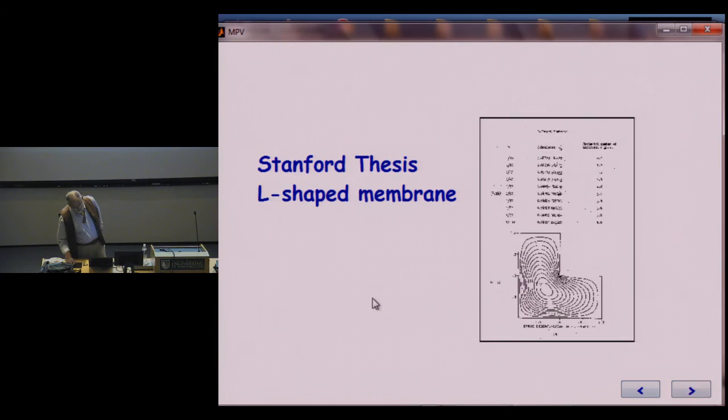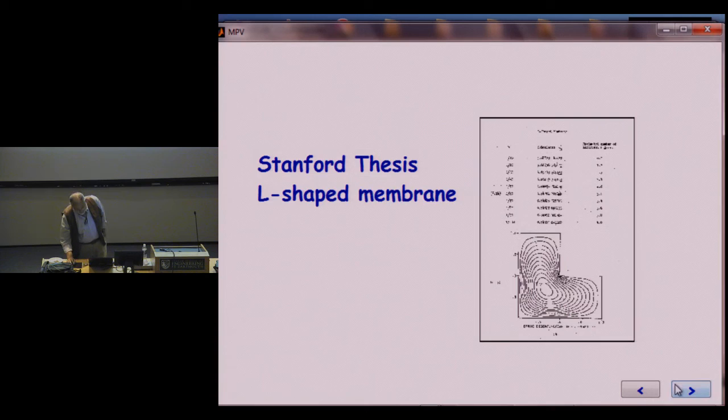Here's what I was saying about the L-shaped membrane. This was out of my thesis in 1965. We could only draw a two-dimensional contour with a pen plotter then, but this has gone on to be our MathWorks logo. If you drive east on Route 9 in Natick, you'll see it on a Keep the Highway Clean sign.